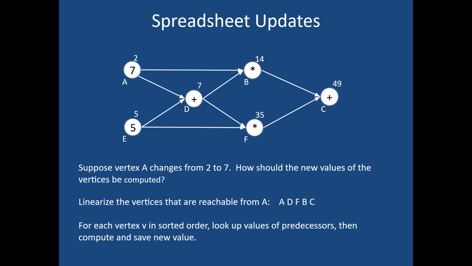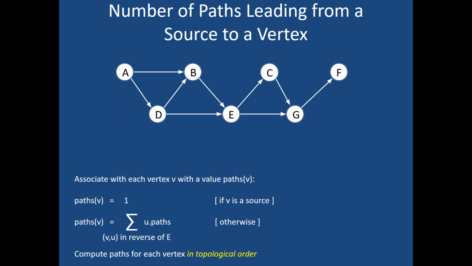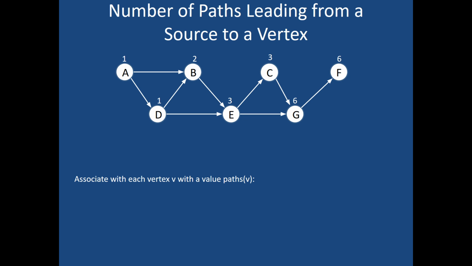Now we talked about a couple examples. I want to skip. Let's do this one here. All right, I want to compute the number of paths leading from a source to a vertex, from any source to a vertex. So how many paths are there? How many are the ways that, starting at a source, there's only one source in this case, A, how many ways are there to get to E? How many different driving routes are there to get from A to E? It says three, but what are they?